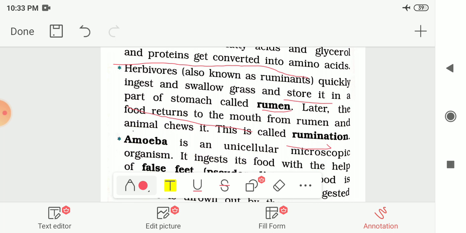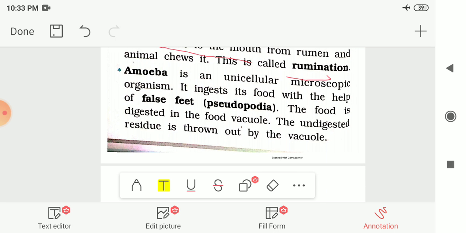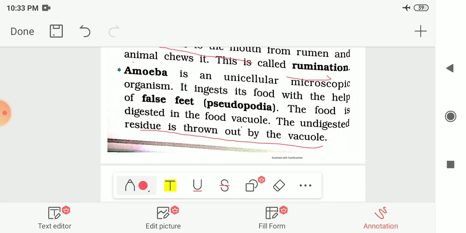Then we had seen the mode of feeding in amoeba. Amoeba is a unicellular microscopic organism which we can see with the help of a microscope only. It ingests its food with the help of false feet, also known as pseudopodia, and this food is digested in the food vacuoles. The undigested food, or the residue, is thrown out by this vacuole. So this is how the process of ingestion and digestion works in different animals.